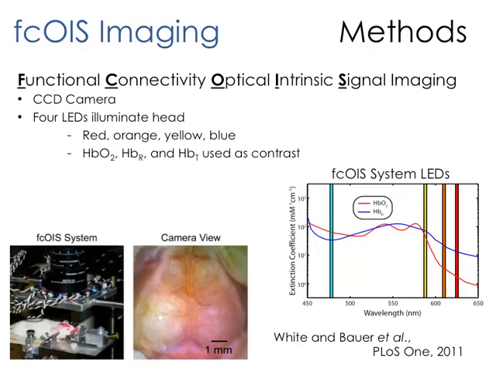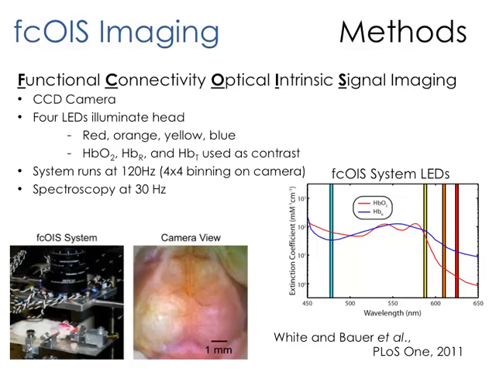Because oxy and deoxy absorb light at different wavelengths, different amounts, you can unmix the contribution to your optical intrinsic signal into the oxyhemoglobin, deoxyhemoglobin, and total. Our camera's running at 120 hertz, and our spectroscopy is done at 30 hertz. So we're sampling these hemodynamics at very high temporal resolution. And like I said before, the skull's left intact.